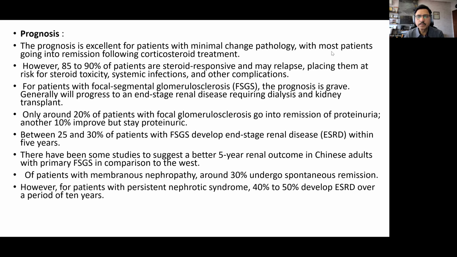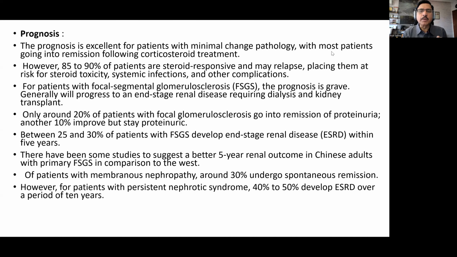And in patients with persistent nephrotic syndrome, 40 to 50% developed end-stage renal disease within a period of 10 years. Now very simple, the prognosis depends upon the type of the nephrotic syndrome. If it is minimal change disease, the majority of them recover. If it is membranoproliferative glomerulonephritis, around 40 to 50% may require lifelong steroids, and at the end of 5 years, they will develop end-stage renal disease.